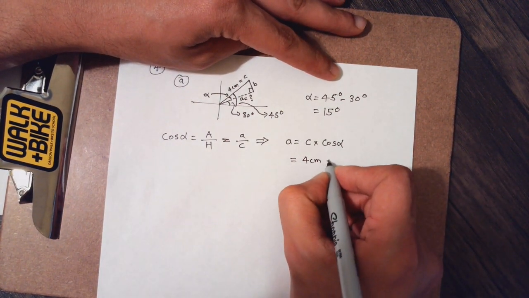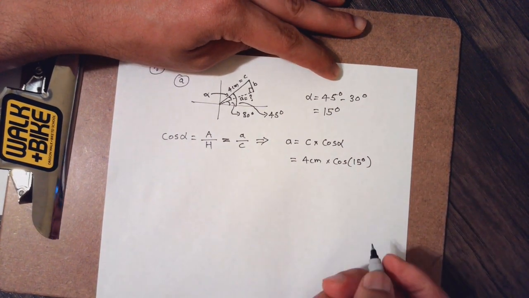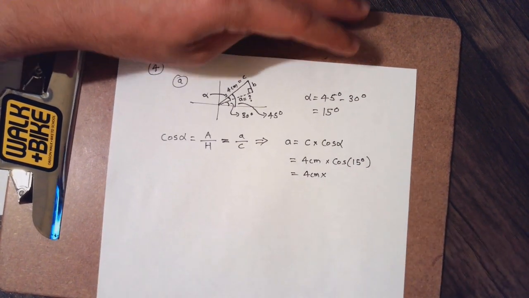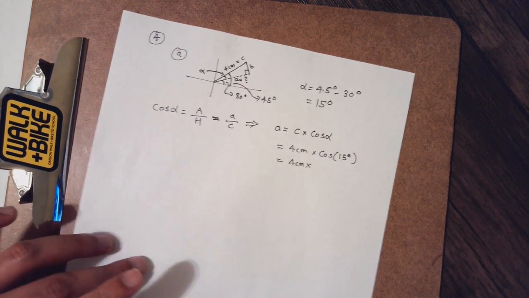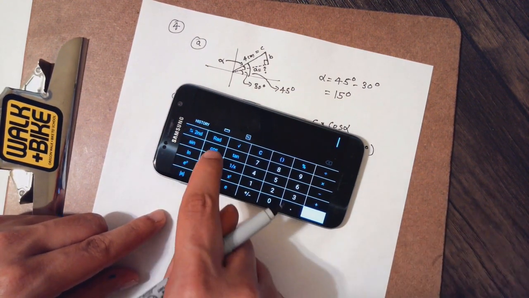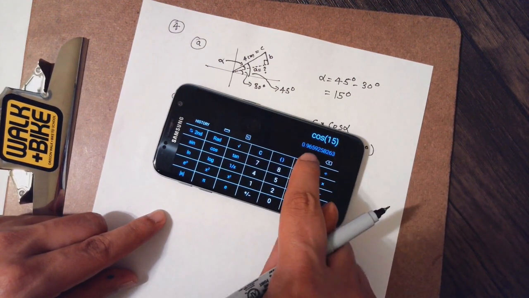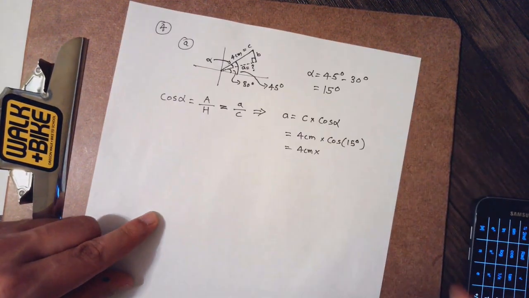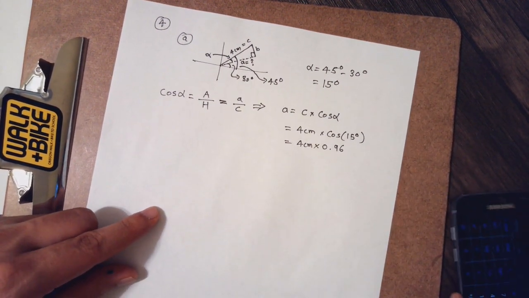What is cosine of alpha? It's cosine of 15 degrees. Which is what? 4 centimeter times what is cosine of 15 degree. Here I don't need inverse cosine, I need actual cosine. So I need cosine. Cosine of 15 degree is 0.965, or let's say 0.96 times 4 centimeters.